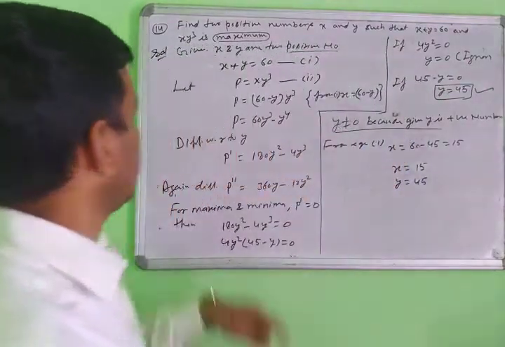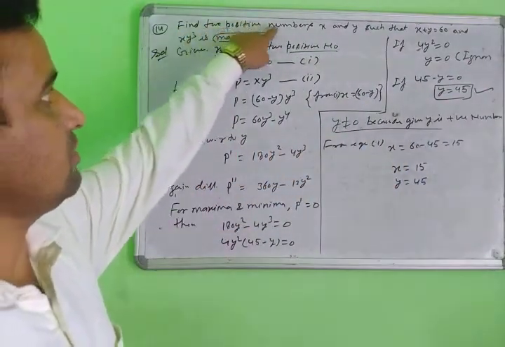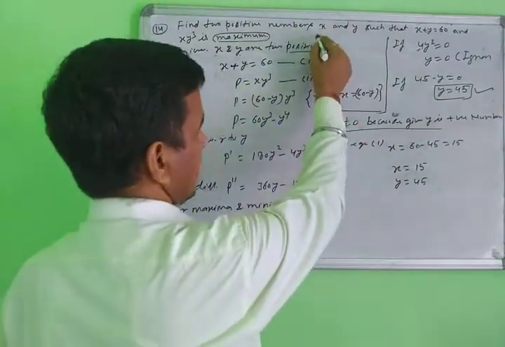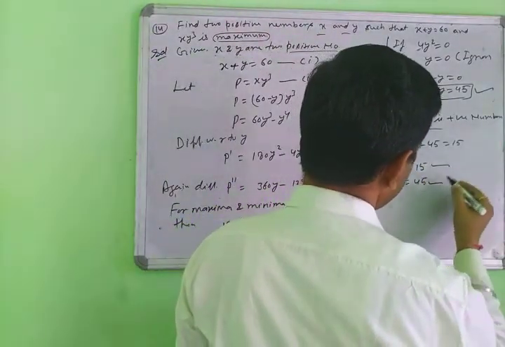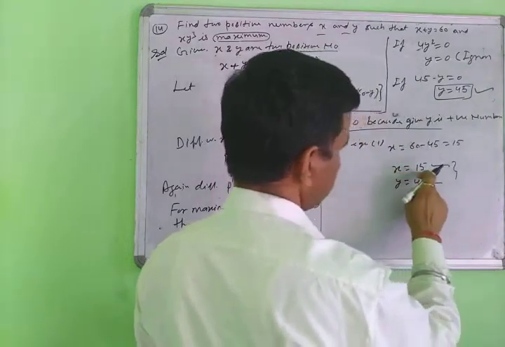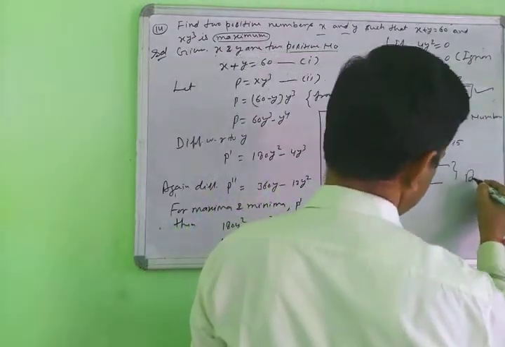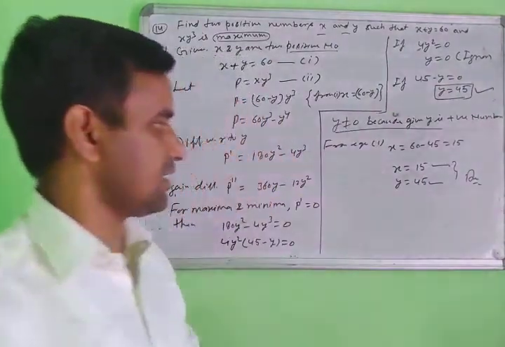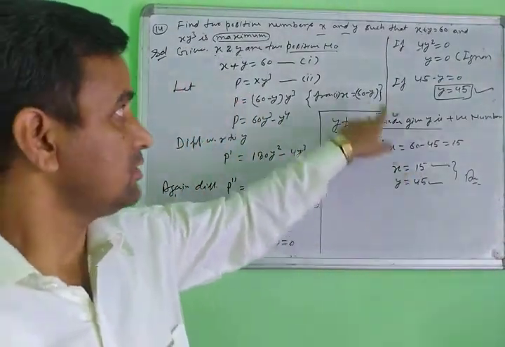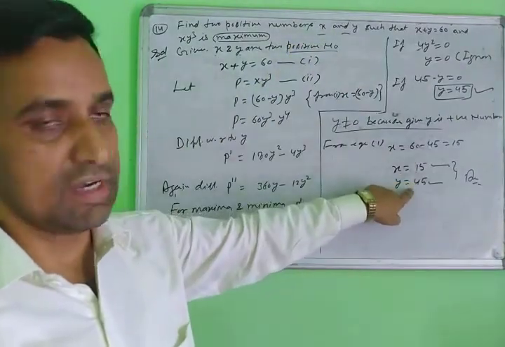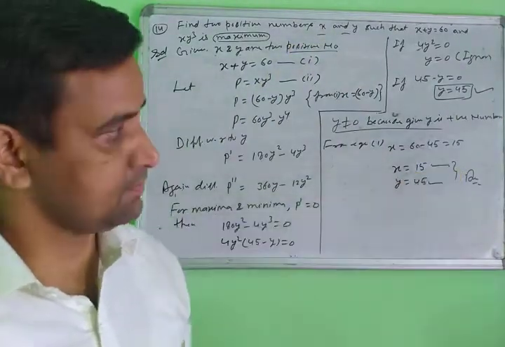Here we were to find two positive numbers x and y. The value of x equals 15 and the value of y equals 45. This is your answer. So the two positive numbers are x equals 15 and y equals 45. You have already found the two positive numbers, so this is your answer.